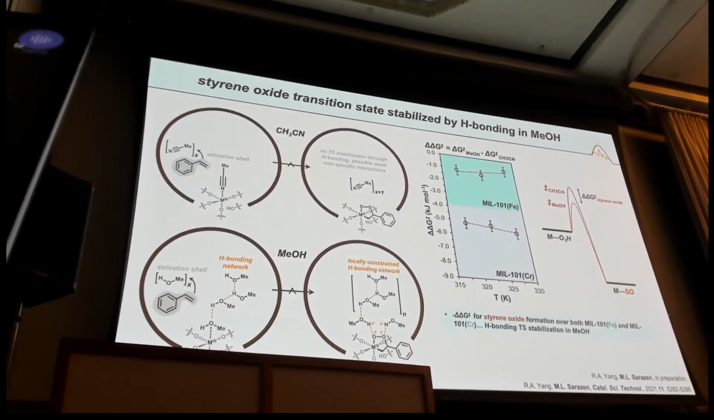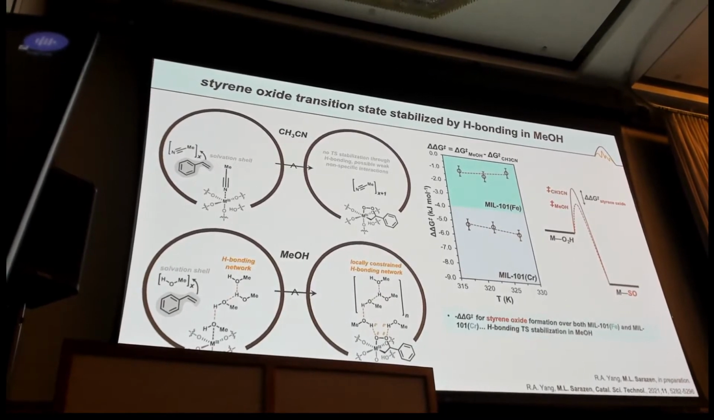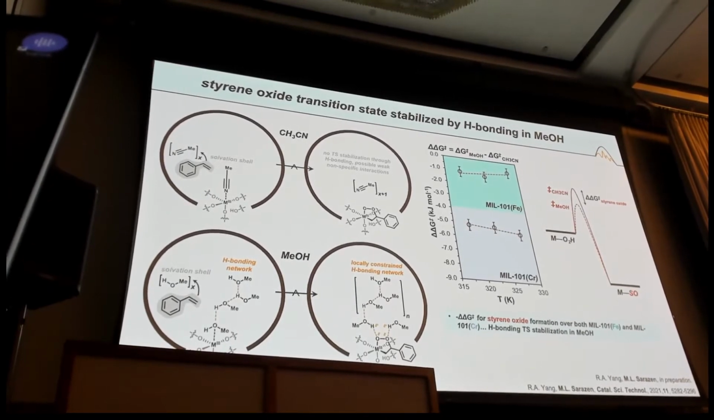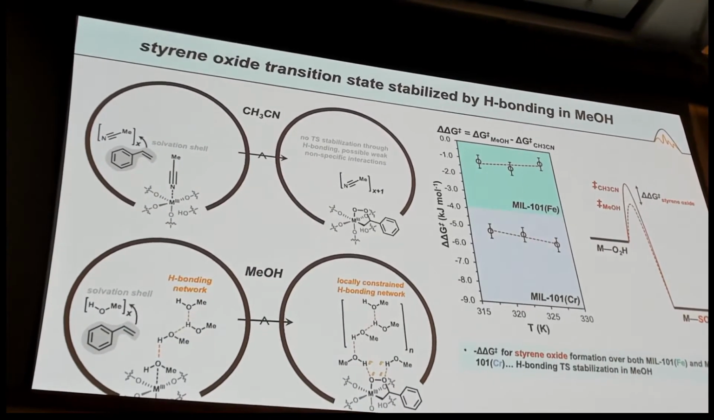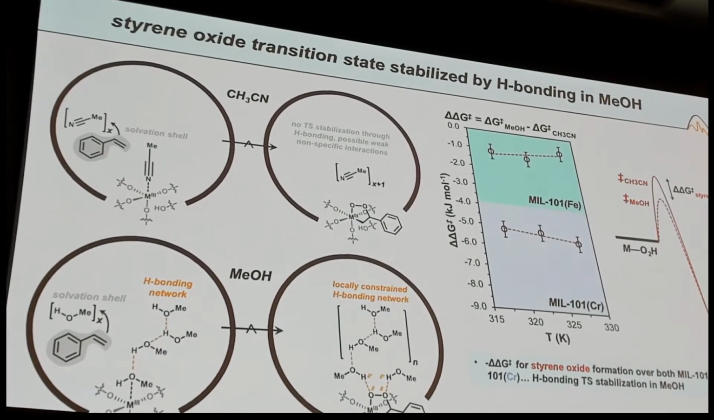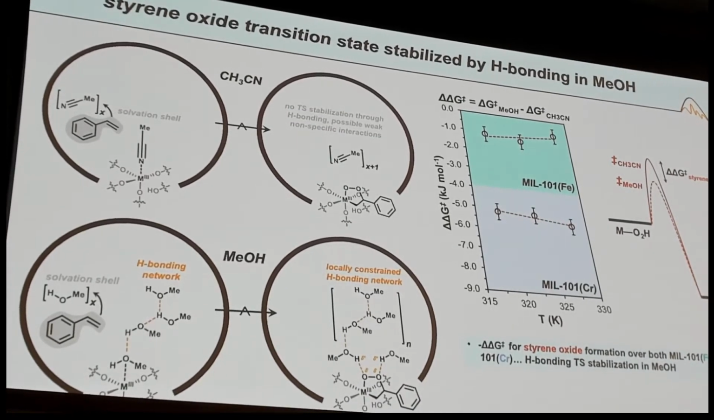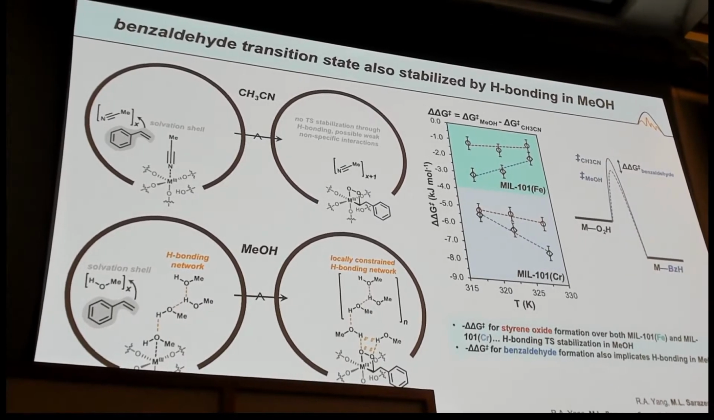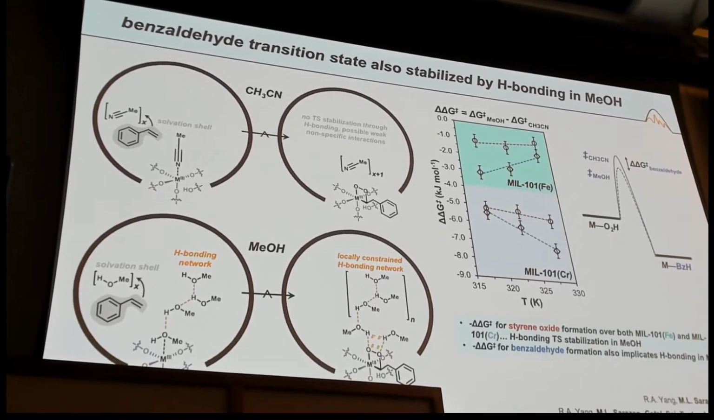And so we compare our acetonitrile back to the methanol data, and we can see that the delta G here, this is the free energy of formation of the transition state in methanol relative to acetonitrile, for styrene oxide is favored on both catalysts in methanol, consistent with additional hydrogen bonding that can form within this transition state. We also see the same for benzaldehyde, again allowing for this hydrogen bonding network with the now 4-coordinate transition state that has the oxygen-derived intermediate.